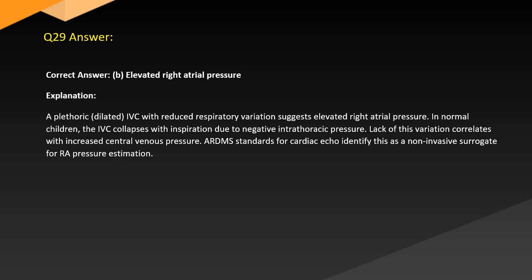Explanation. A plethoric, dilated IVC with reduced respiratory variation suggests elevated right atrial pressure in children. Normally the IVC collapses with inspiration due to negative intrathoracic pressure. Lack of this variation correlates with increased central venous pressure. ARDMS standards for cardiac echo identify this as a non-invasive surrogate for RAP estimation.